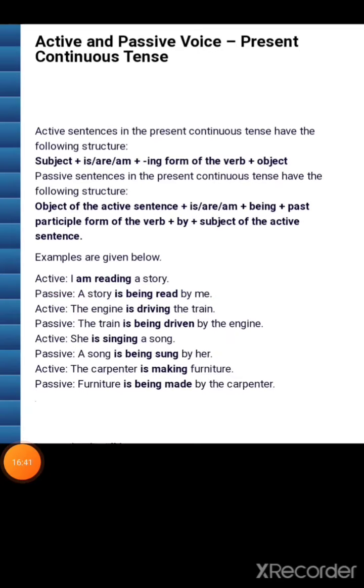Now come to the next tense, that is present continuous tense. How to change the voice of sentences which are written in present continuous tense. So here goes the example. Look at the example over here.